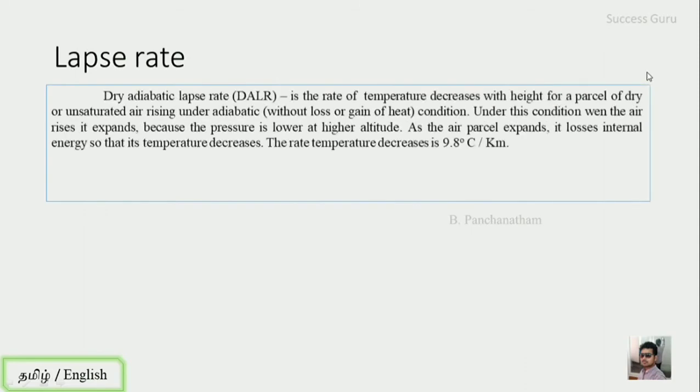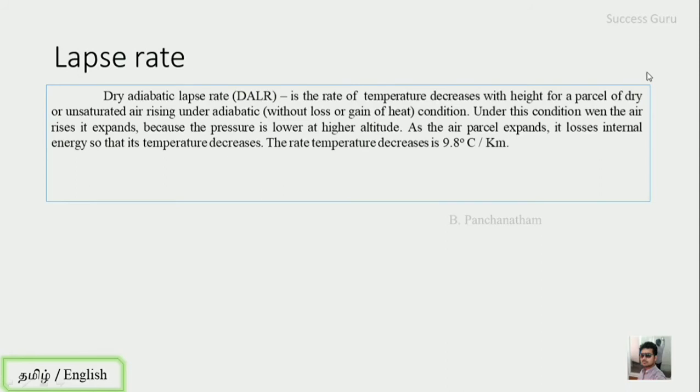The first one is the dry adiabatic Lapse rate, called DALR. It is the rate of temperature decrease with height for a parcel of dry or unsaturated air rising under adiabatic conditions. So what they are saying here is that the air mass is rising higher, and this air mass doesn't have any water vapor, and that is why it is called dry or unsaturated. And adiabatic means without loss or gain of heat during the movement.